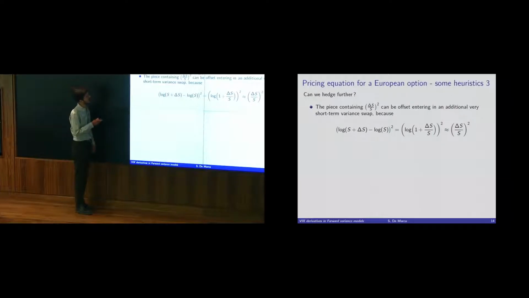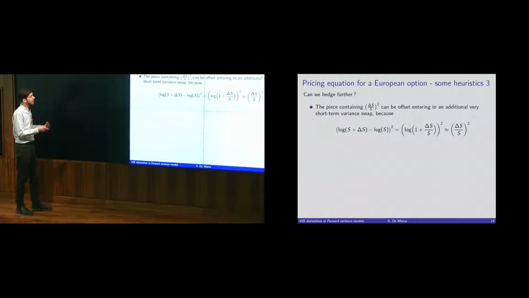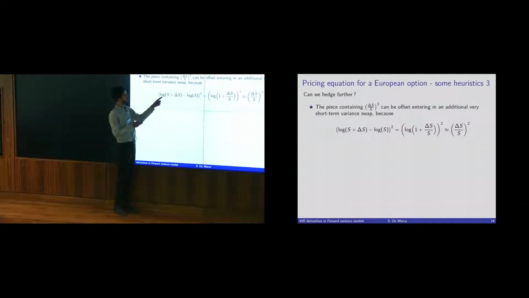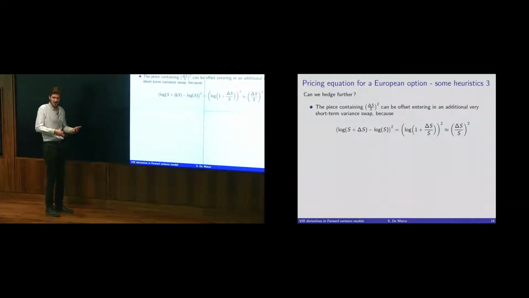And why can we offset this term delta S over S square? Just because of the form of the payoff of a very short-term variance swap. The square of log S plus delta S minus log S is actually equal to this. And because of the Taylor development of the log function, log 1 plus delta S over S is close to delta S over S, squared. So you can use log contracts as an instrument to hedge variation of delta S square.